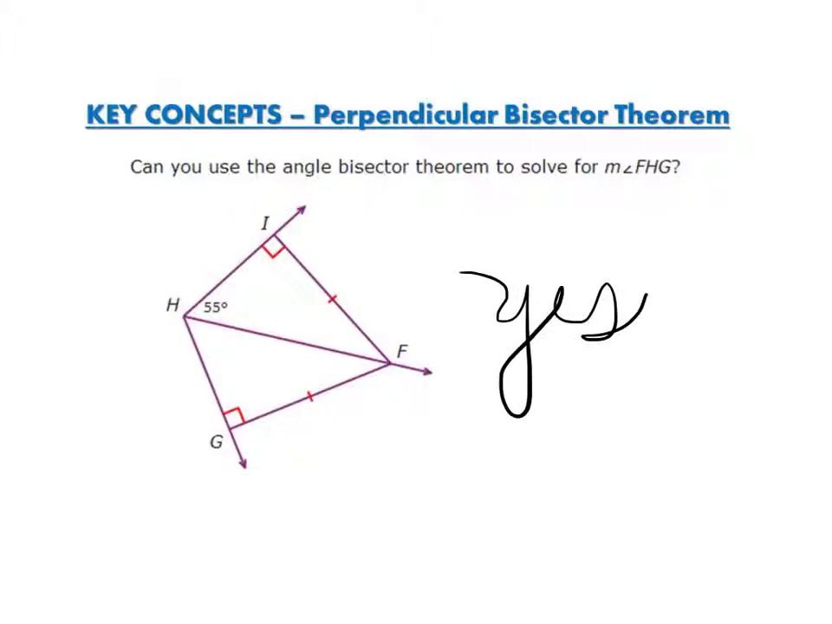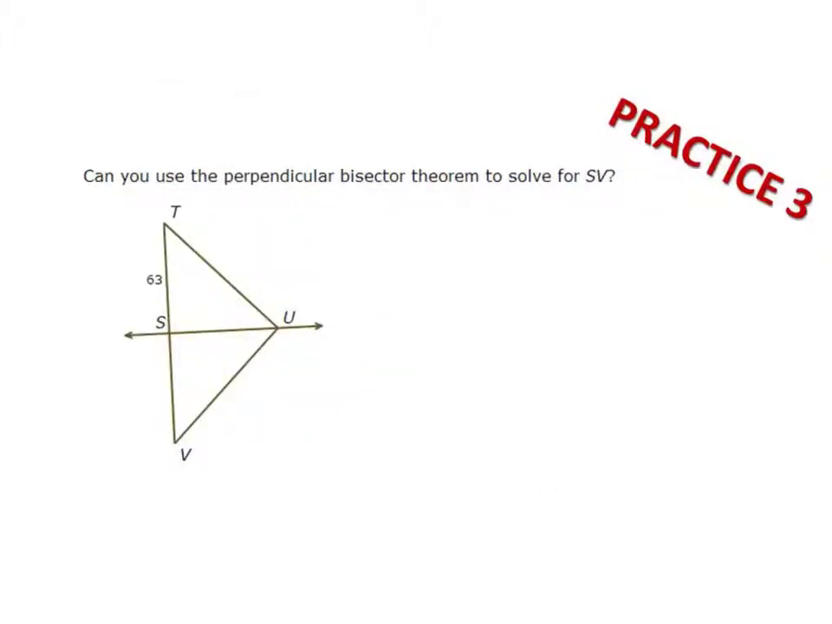to find the measurement of FHG, and that would be 55 degrees. But notice I've got a lot of information here, and I have to have it before I can prove that those two angles are congruent. Your third practice problem says, can you use the perpendicular bisector theorem to solve for SV? That's this length right here.